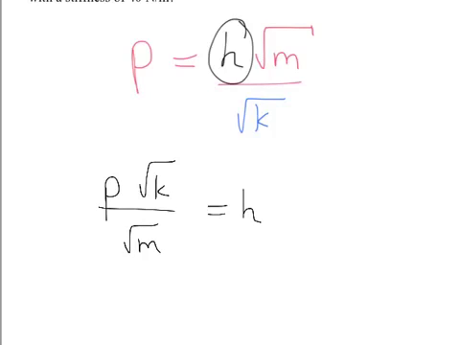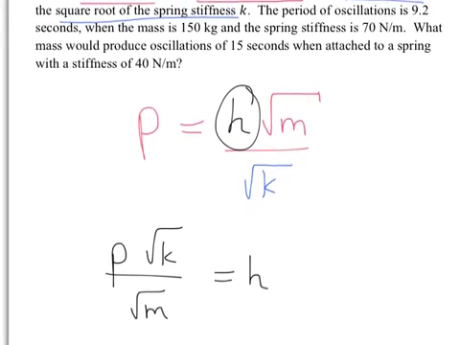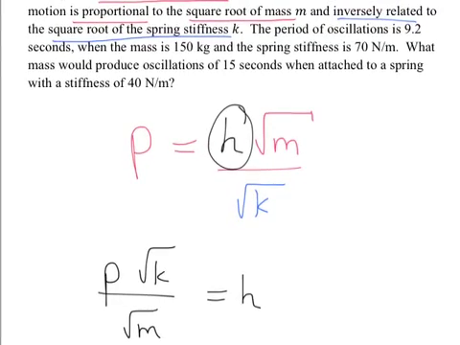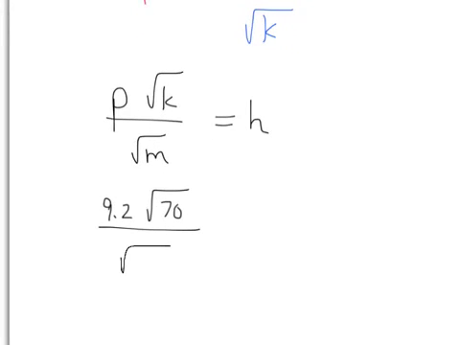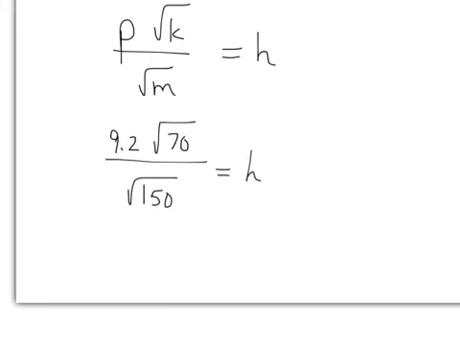That's what H would be in variables. I multiply by radical K and I divide by radical M. Again, multiply by radical K to get rid of a denominator, and divide by radical M. Let's go ahead and plug in now. Period is 9.2, mass is 150, and spring is 70. So what does H become in this problem? I'll give you the value right now, just to save time: 6.28.